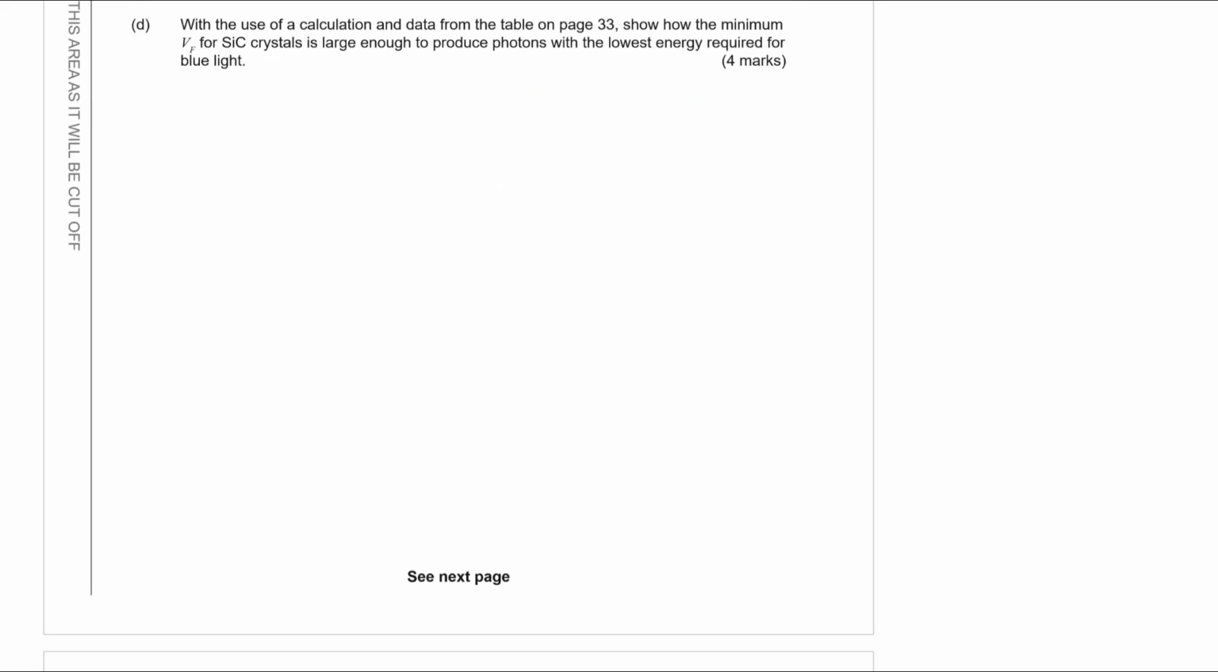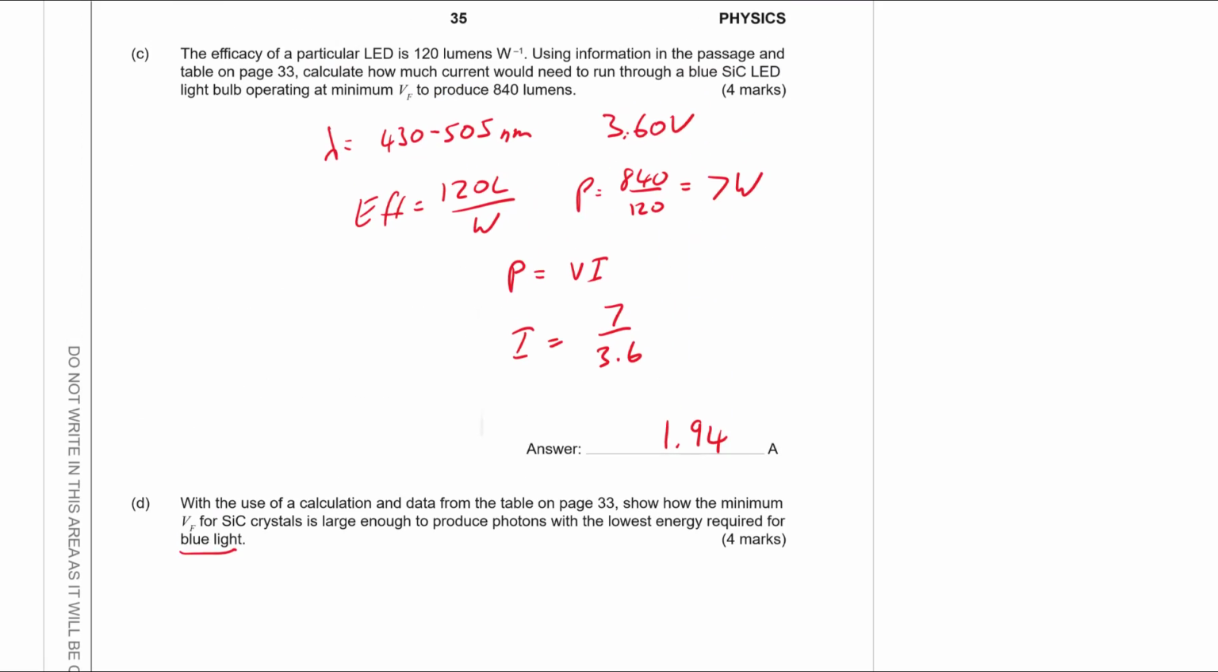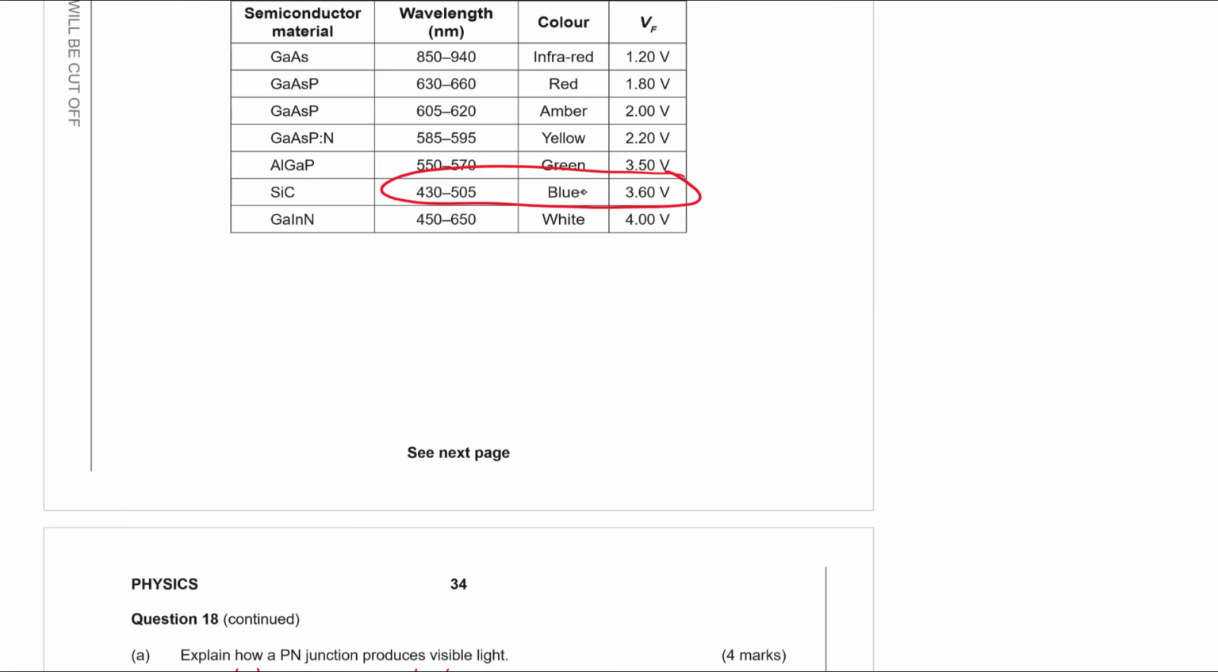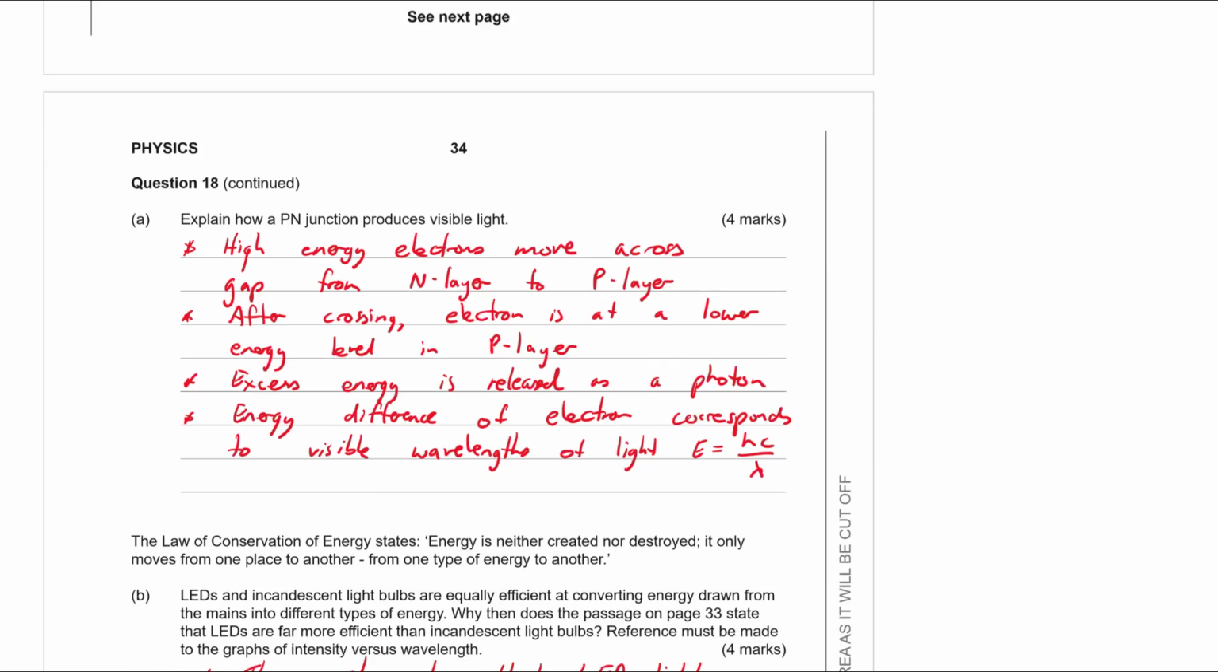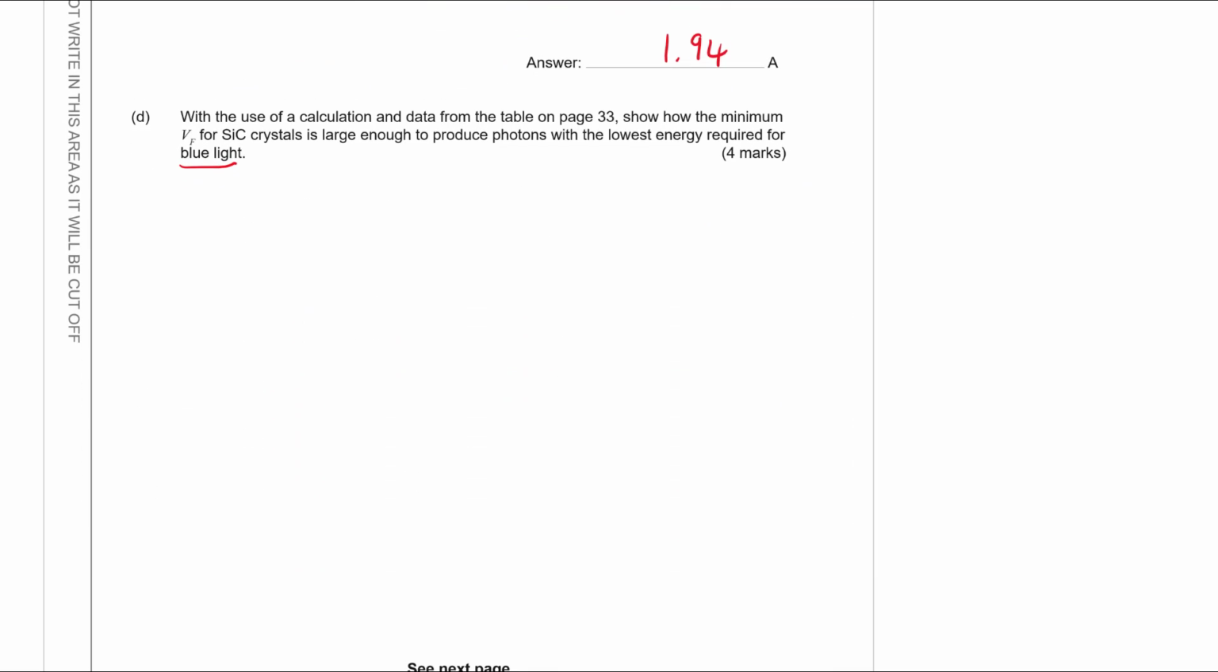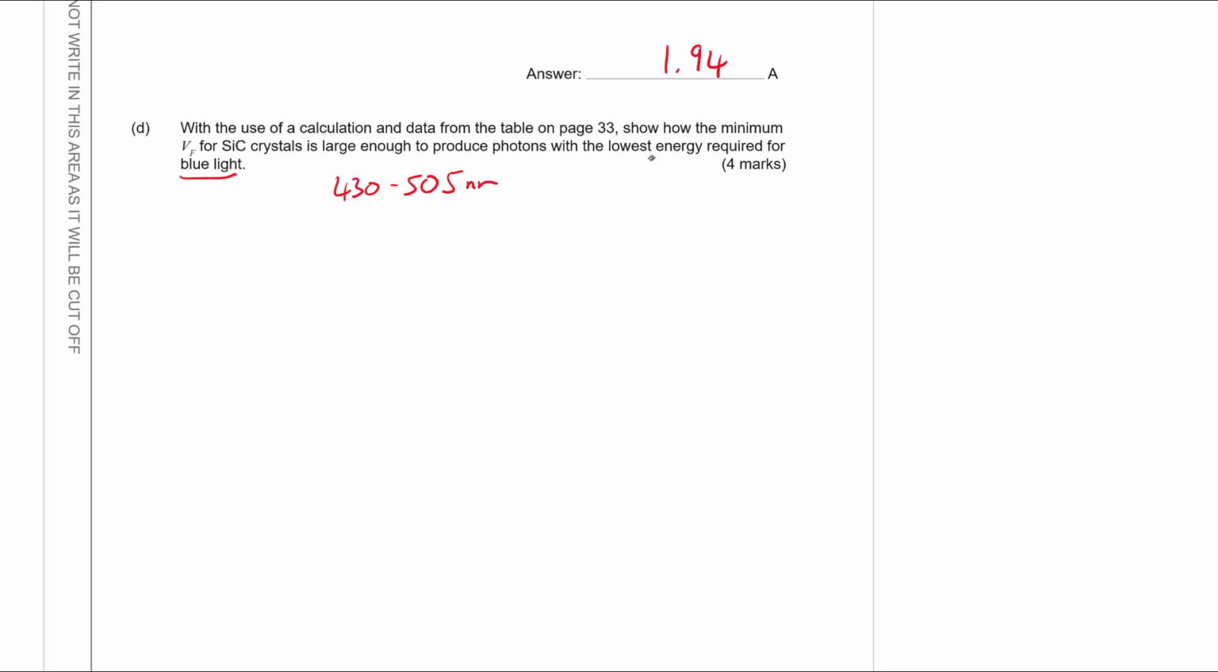So part D is asking to use a calculation and data to show that the minimum forward voltage for these crystals is large enough to produce photons with the lowest energy required for blue light. So I need to figure out what the lowest energy required for blue light is first. Looking up here, the blue one is 430 to 505 nanometers. Since it's asking for the lowest energy required for blue light, I'm going to focus my efforts on the 505 nanometer range.